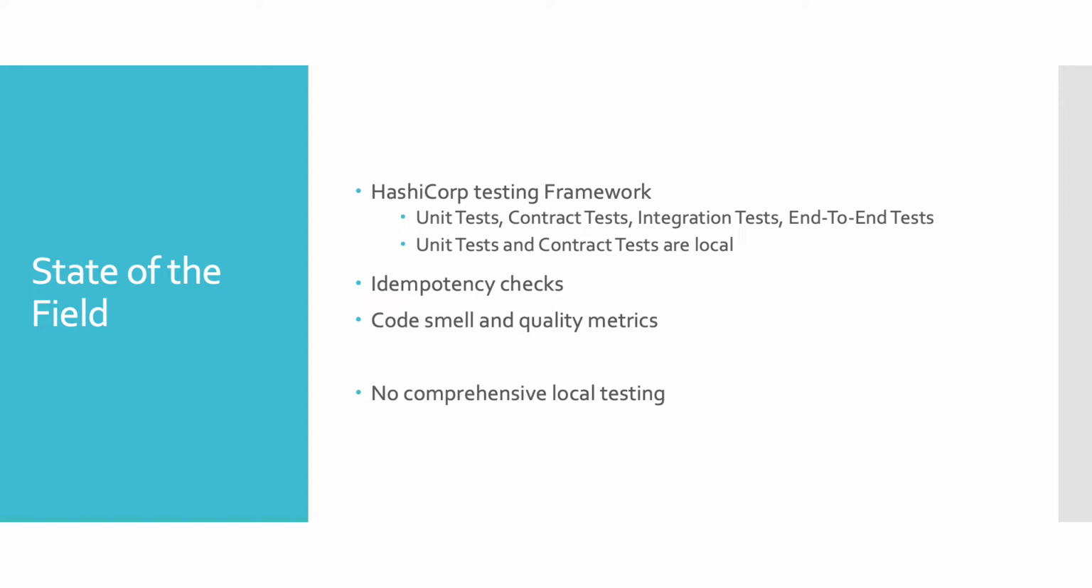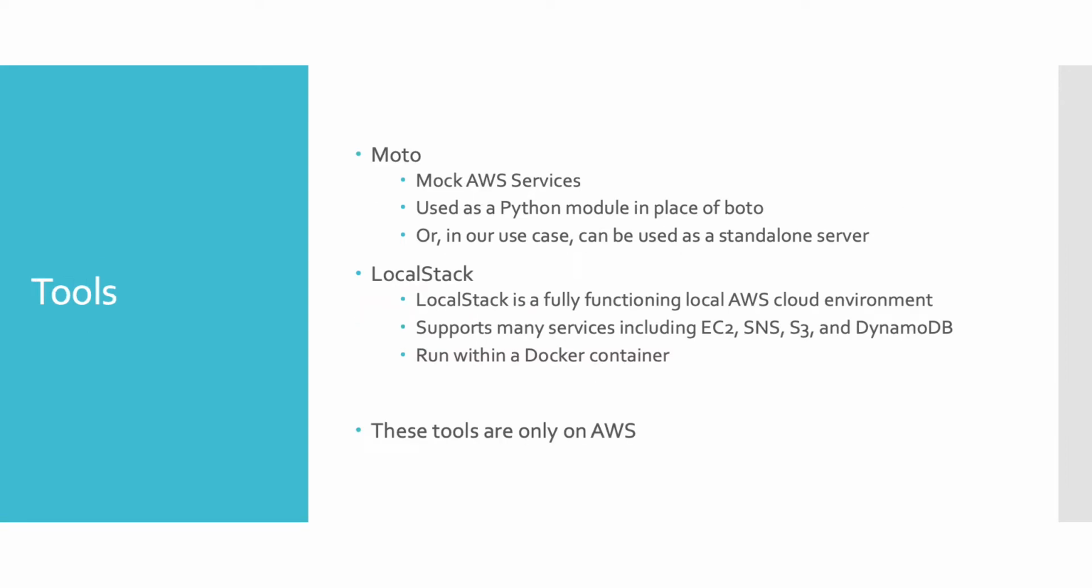In our research, we also uncovered multiple other tools for idempotency checking, code smell, and other quality metrics. However, none of them provide the high-fidelity local tests that we are striving for in this paper. In our experiments, we used the tools Moto and LocalStack. Moto is a mock AWS service used primarily as a Python module in place of Boto. In our case, we were able to use it as a standalone server to connect to.